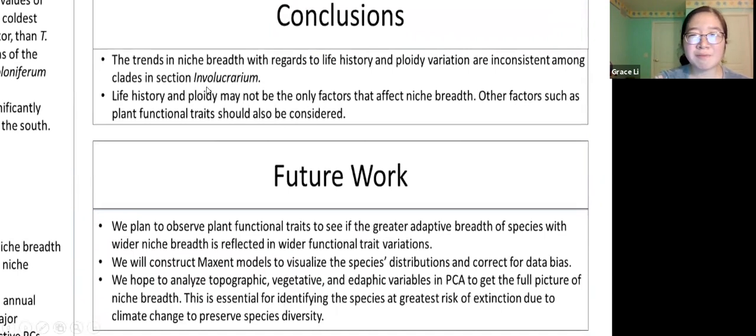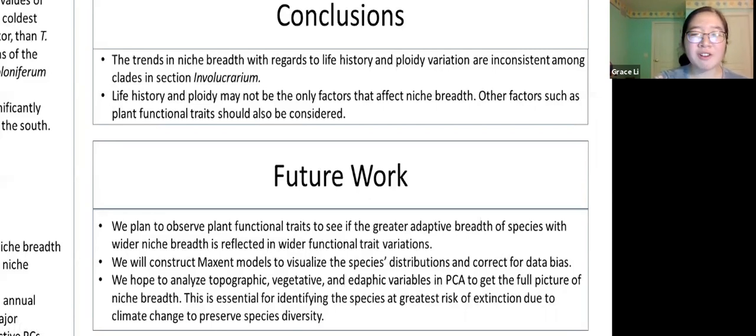Overall, the trends in niche breadth with regard to life history and ploidy variation are inconsistent among clades in section Involucrarium. Life history and ploidy may not be the only factors that affect niche breadth. Future analyses will consider other factors such as plant functional traits, and also look at other niche variables besides bioclimatic ones in PCA analysis in order to get a full understanding of niche breadth.